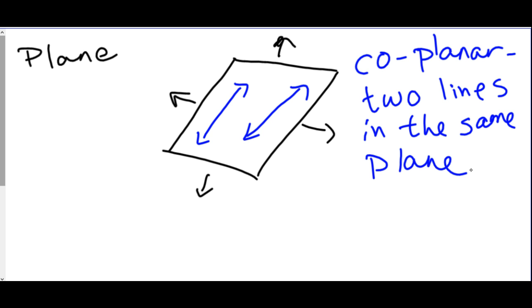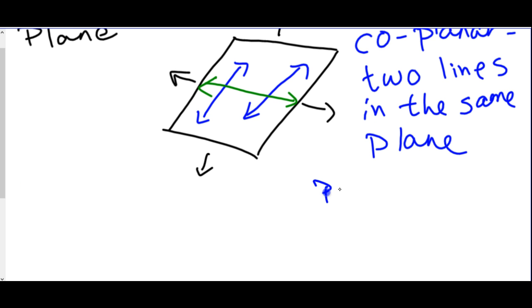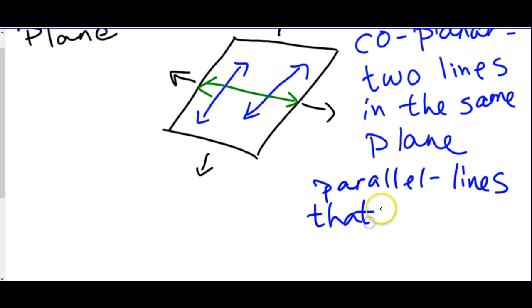Also, in a plane, if we had two lines, we could find parallel lines. Parallel lines are lines that never cross. If I put this green one in, green is definitely not parallel because it's crossing those two blue lines. But the two blue lines would be parallel because they are lines that never cross. Half of geometry is learning these new terms. There's a lot of vocabulary you have to know.